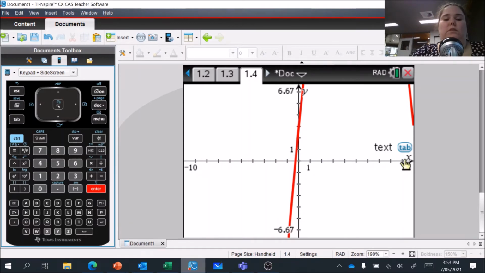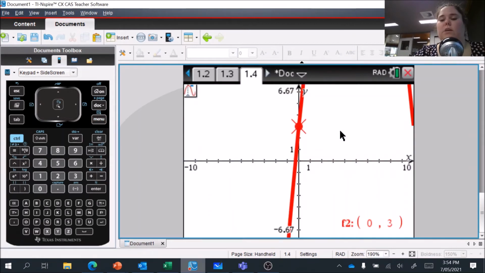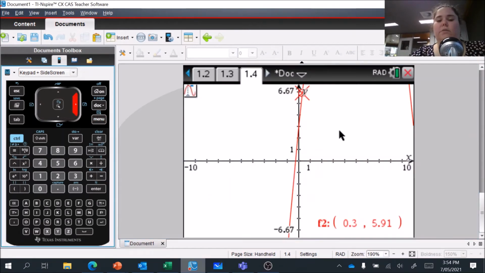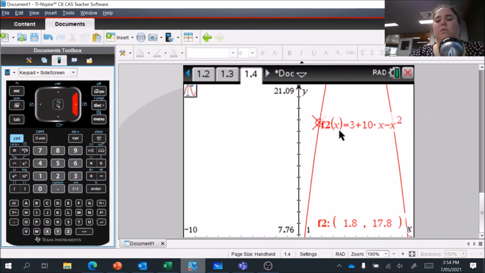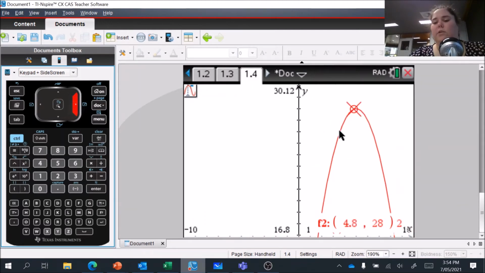So one way to do this is we're going to go trace. Graph, trace. So now, if I arrow across, I can see all sorts of different important features on this graph. I keep arrowing across. I'm going to get to the maximum. There we go. Tells me maximum 5, 28. So that's an important one to remember because our ball never gets higher than 28 meters.